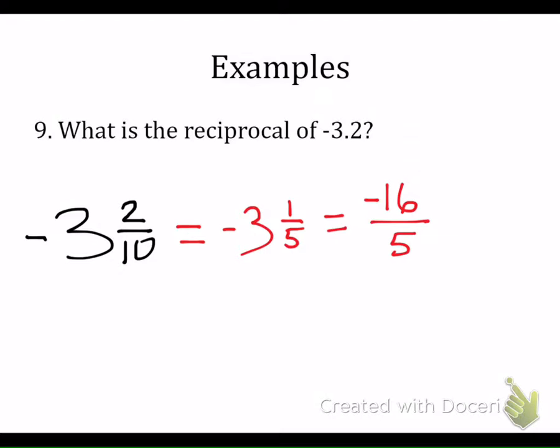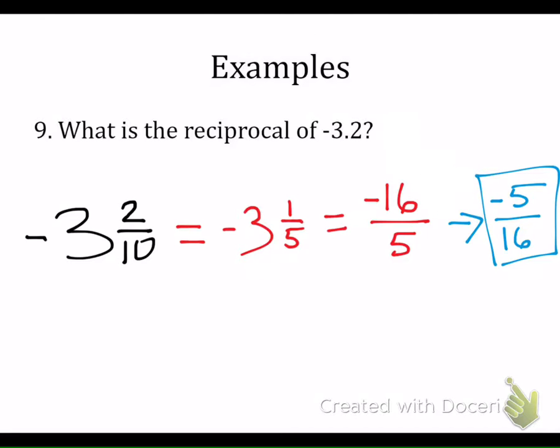Now I can do the actual reciprocal, so I'm going to flip it. And it's going to be negative 5/16. I always like to keep my negative with my numerator. If you want to just keep it with the 16 when you flip it, that's fine too. But there we go.